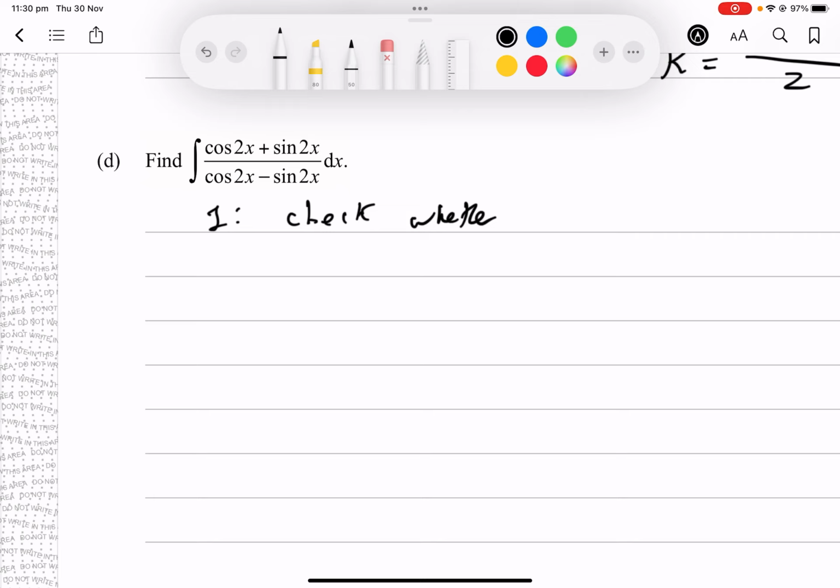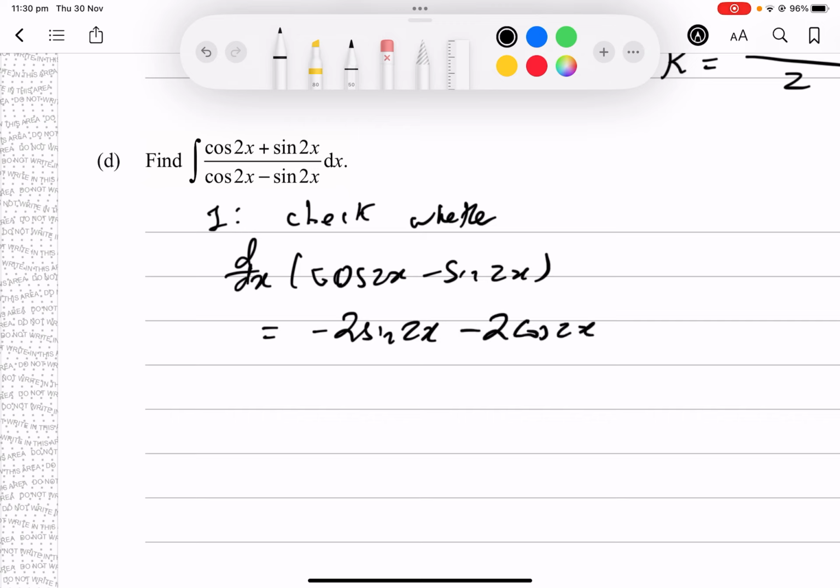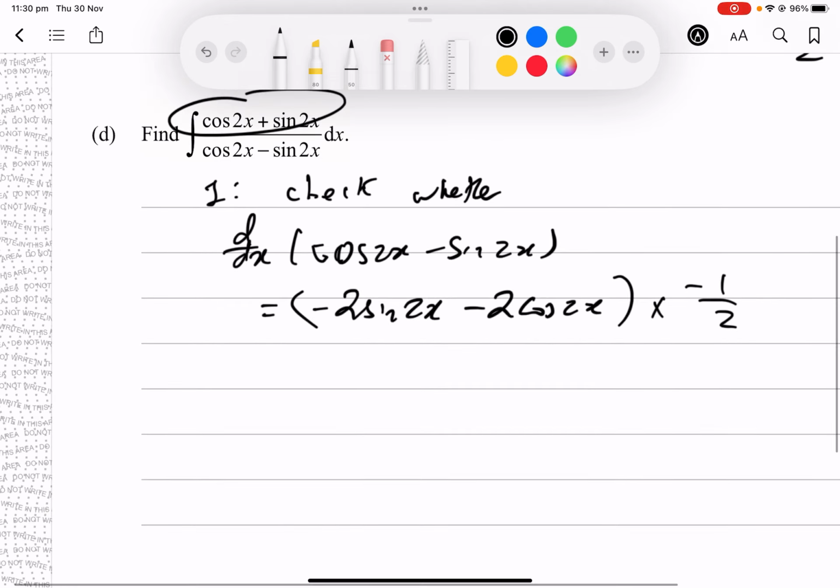So let's check the derivative d/dx of cosine of 2x minus sine of 2x. That's going to give us negative 2 sine of 2x minus 2 cosine of 2x. And would you look at that? This is very similar to what we have on the top. On the top, we have cosine 2x plus sine of 2x, which is exactly the same as this expression here, multiplied by exactly negative 1/2. So brilliant, we already have our answer, because if we multiply negative 1/2 by this derivative here, we will get back what we have on the numerator.